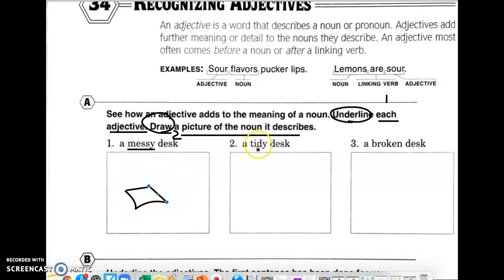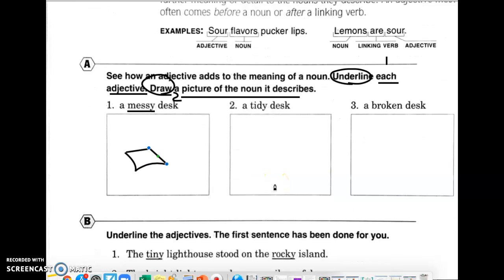Okay, the next one, a tidy desk. All right, tidy in this case means clean or organized. That's what tidy means. And the next one, a broken desk. You need to underline each adjective in these two phrases, and then draw a picture of what that desk would look like in each of those instances.